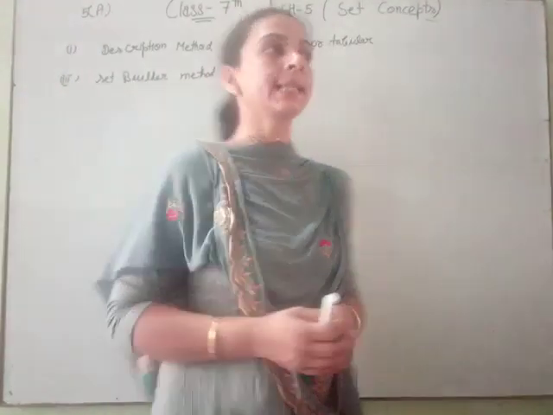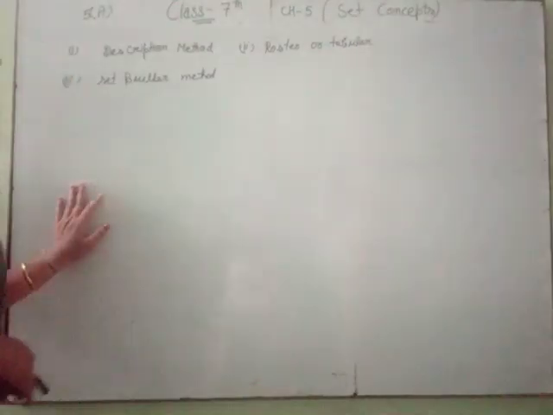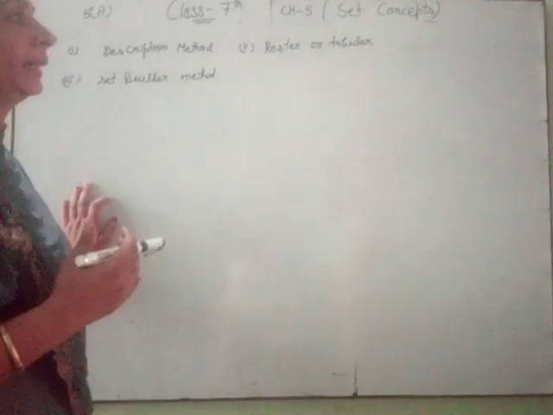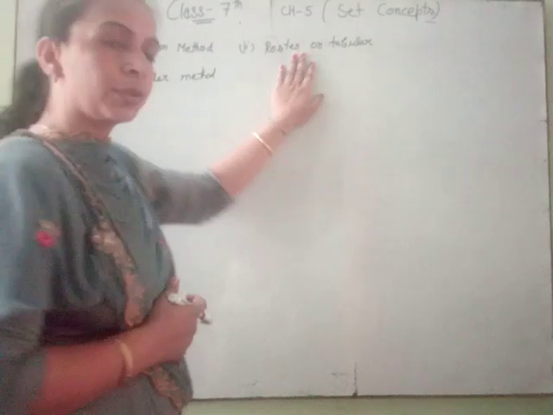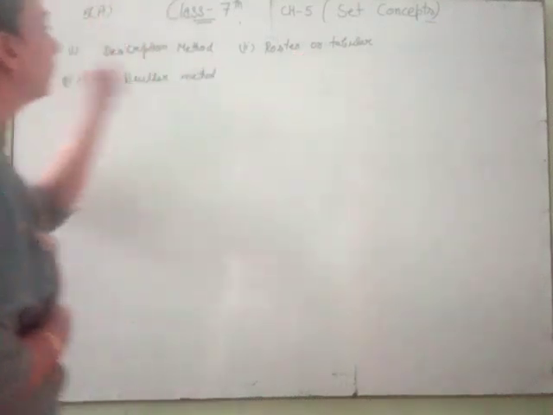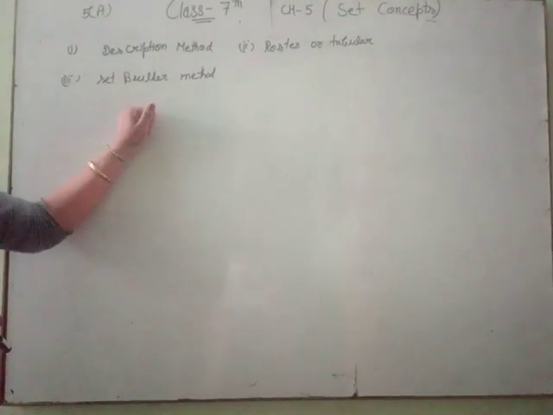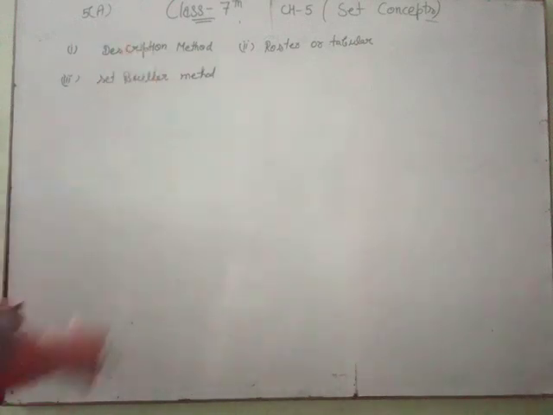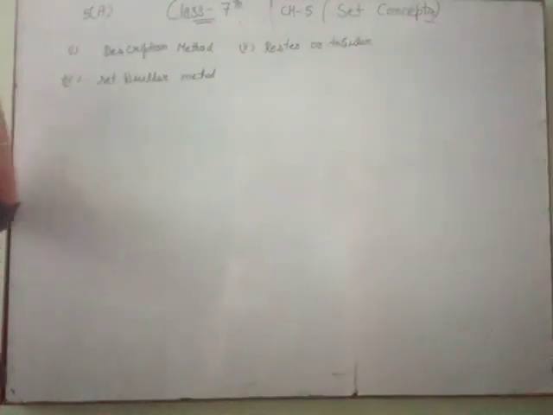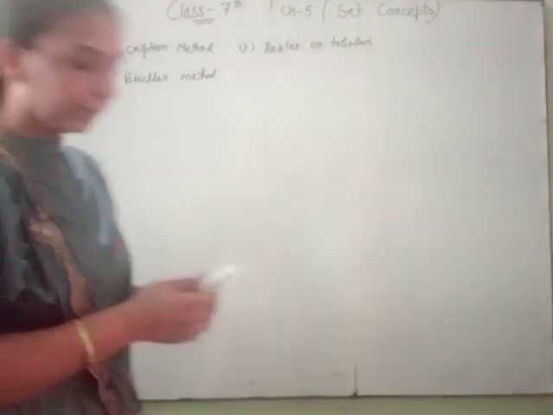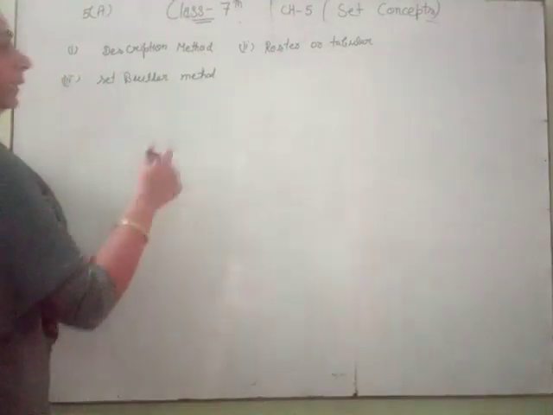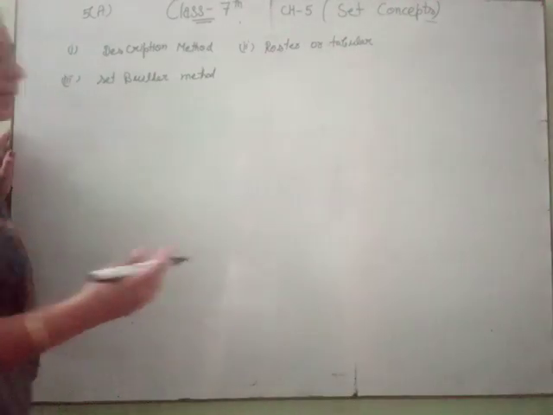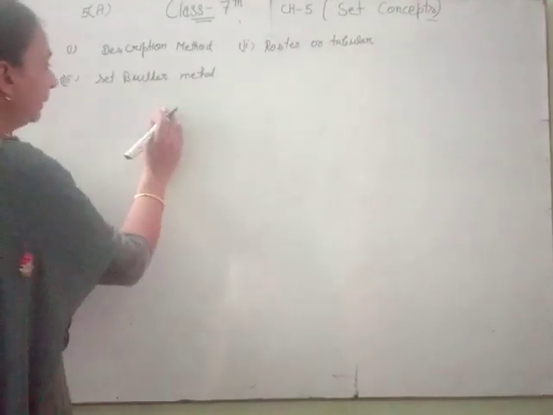For the next exercise, there are three methods for representing a set. First method is the description method. Second method is the roster or tabulation form. Third method is the set builder form. Okay. First is description, second is roster, and third is set builder form. Let me take an example: all natural numbers less than 7.